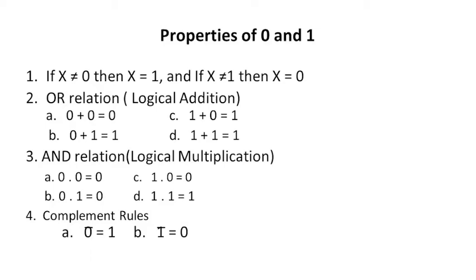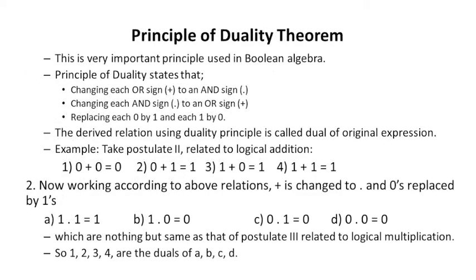AND relation. AND relation is nothing but logical multiplication. If any one of the inputs is 0, the output will be 0. That is 0 dot 0 is equal to 0, 1 dot 0 is equal to 0, 0 dot 1 is equal to 0, and 1 dot 1 is equal to 1. Next one, complement rules. 0 bar is equal to 1, 1 bar is equal to 0.